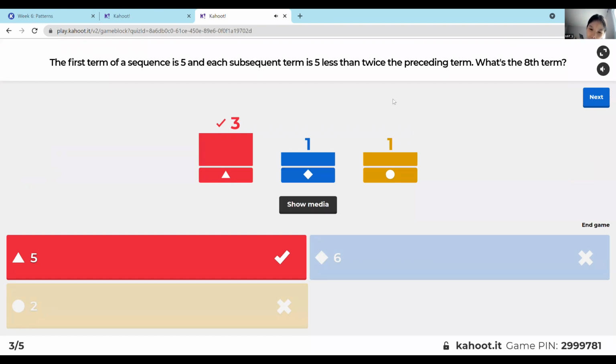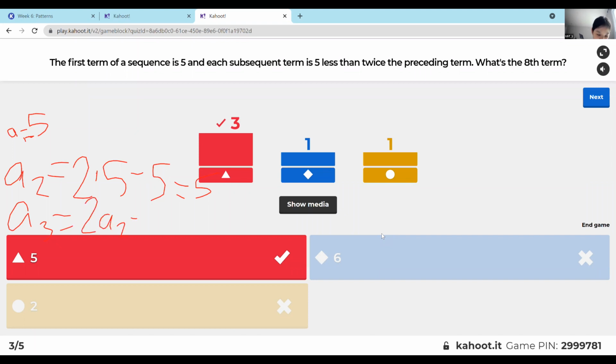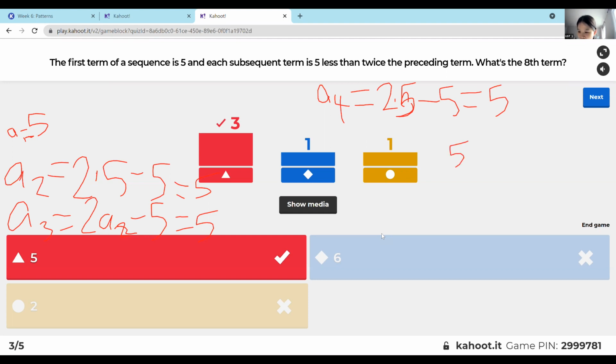Okay. So maybe you could consider solving first for the first 2 terms after a_1. For example, a_2 would be 2 times 5 minus 5, which is equal to 5. And then a_3 is represented as 2a_2 minus 5, which if you do is actually also equal to 5. And then perhaps once you've examined the pattern, since the previous term is always 5, it's 2 times the previous term, which is 5, minus 5, always, which is still 5. Therefore, the pattern is just a repetition of 5s. Therefore, the 8th term is 5.